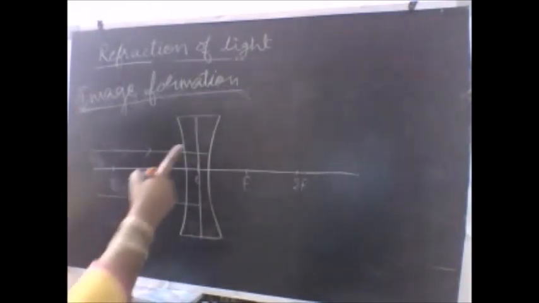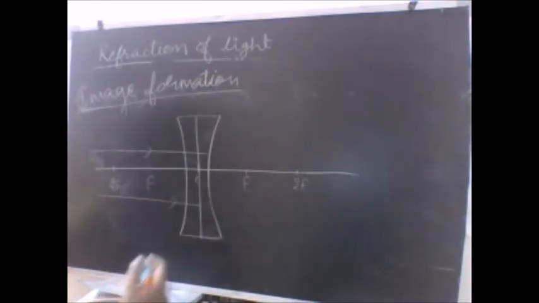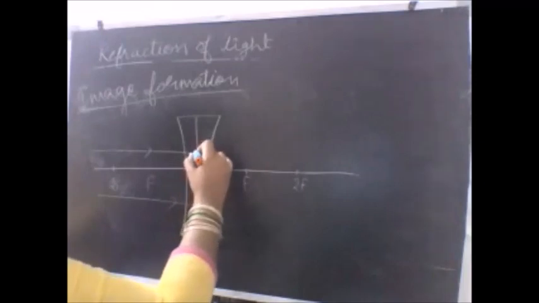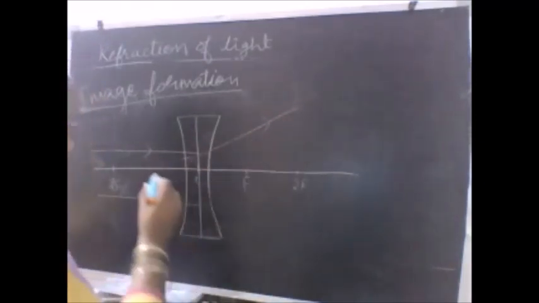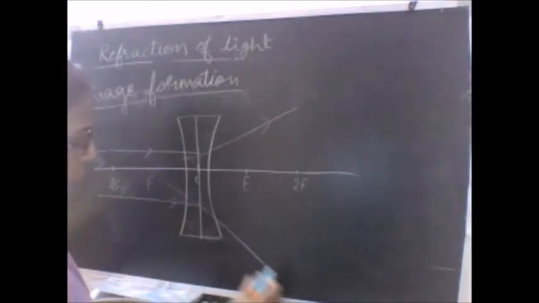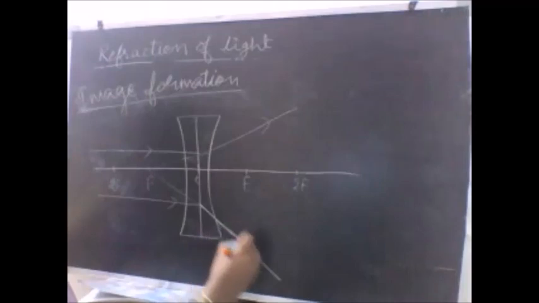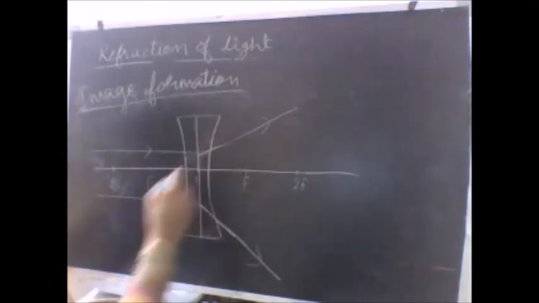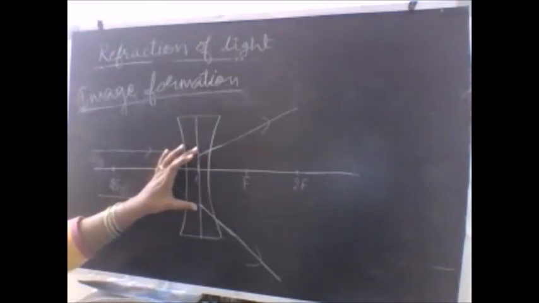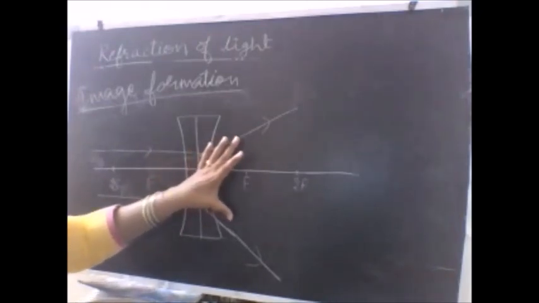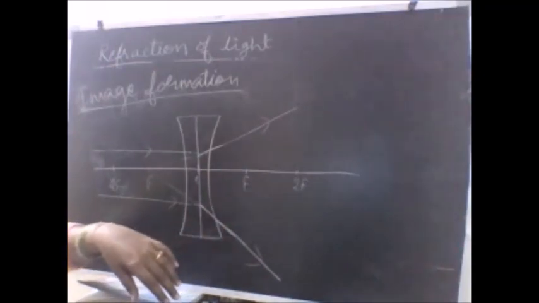Will these light rays bend toward the focus and meet the focus? Actually no, they will diverge. This concave lens is called a diverging lens also. Why diverging lens? Because the light rays which fall on the lens pass through the lens and they are diverging. They are moving away from the principal axis.